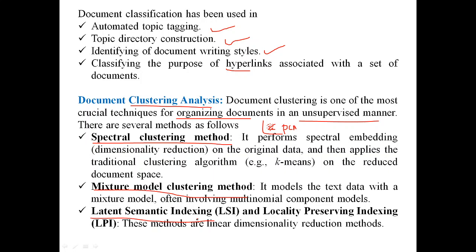And latent semantic indexing is a linear dimensionality reduction method, where you find the frequency matrix. Then, based upon the semantics, we separate the most frequently occurring terms from the rarely occurring frequency terms, and put them into different matrices.